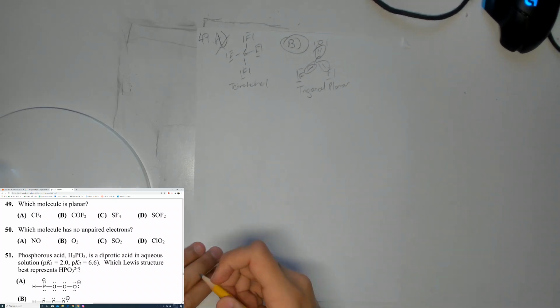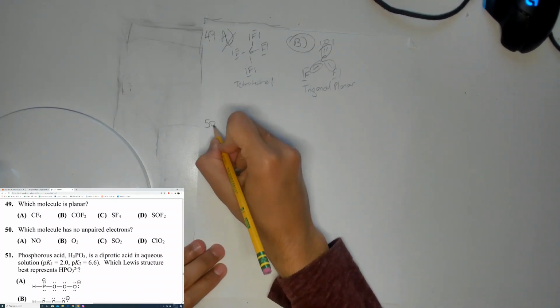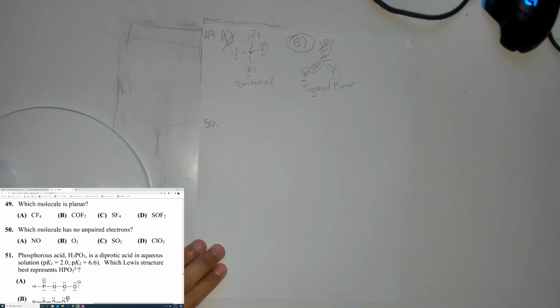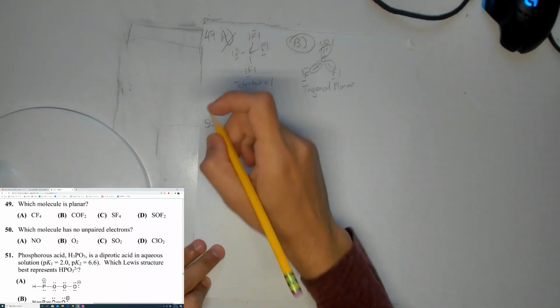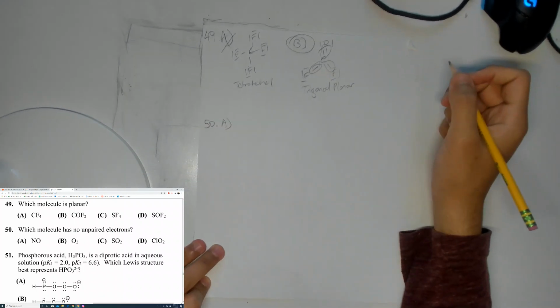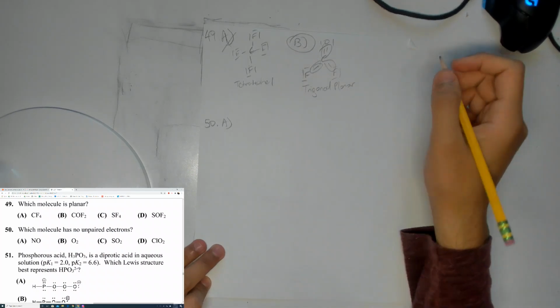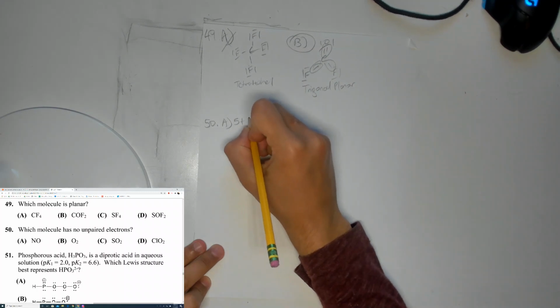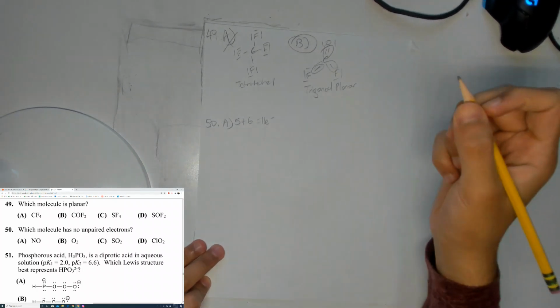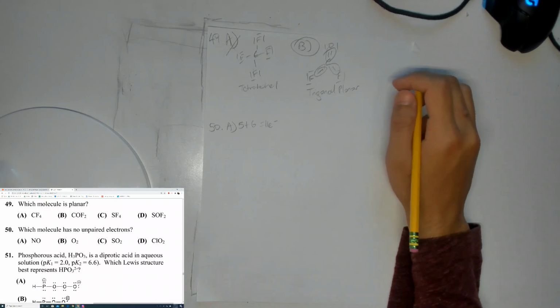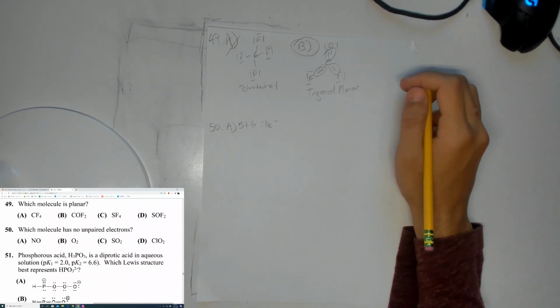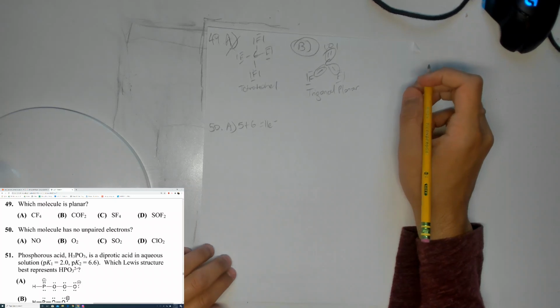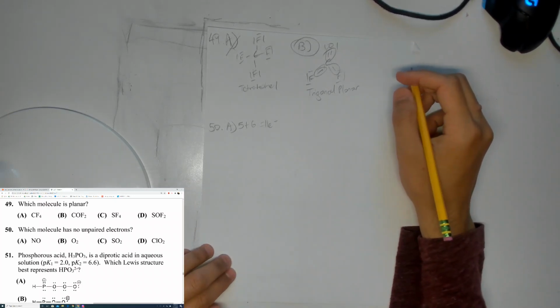Alright, let's move on to number 50. Which molecule has no unpaired electrons? There are 2 ways to find if a molecule has unpaired electrons. You can first count its valence electrons, which I'll do for A. If you count the valence electrons for NO, nitric oxide, you get 5 plus 6 equals 11. Since there's an odd number of valence electrons, one of the electrons will be unpaired. So A is off. If I draw a Lewis structure, you can see this better.